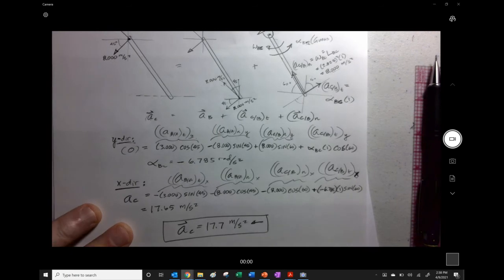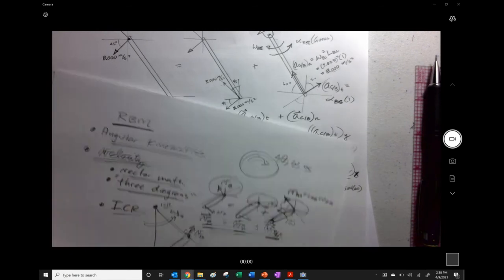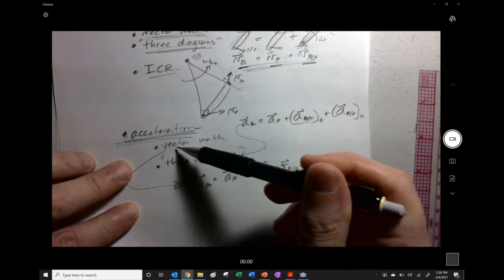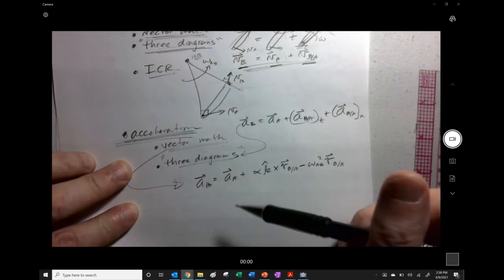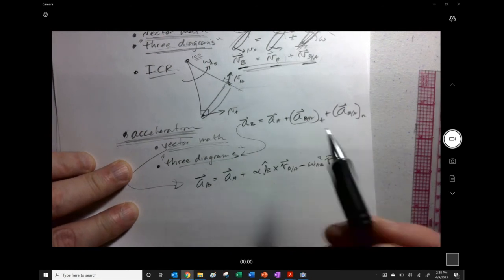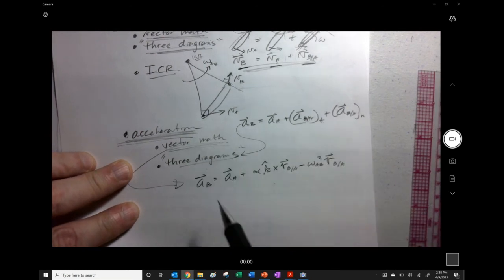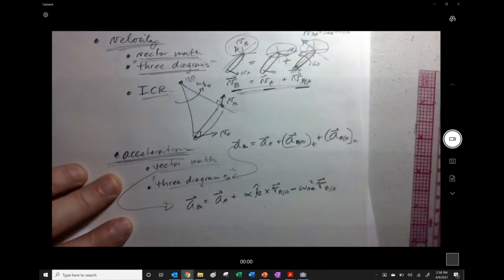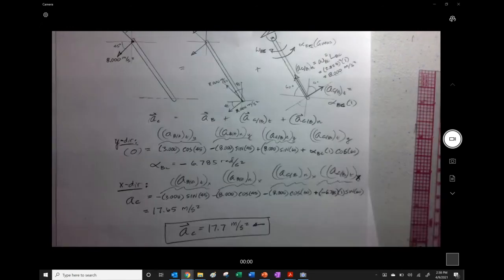I want you to be able to do acceleration with the diagram or with the vector math. But if I ask you one with the vector math, it's not going to be an entirely complete problem, because that just takes too long. At least it takes me too long. You guys could probably handle it.